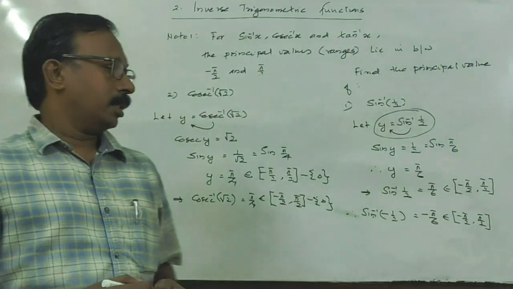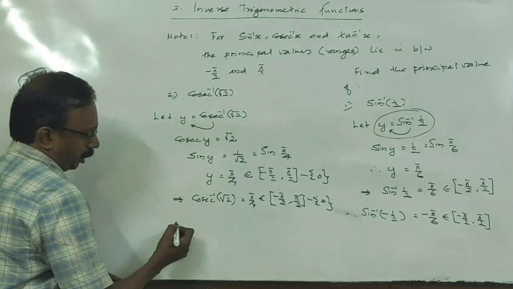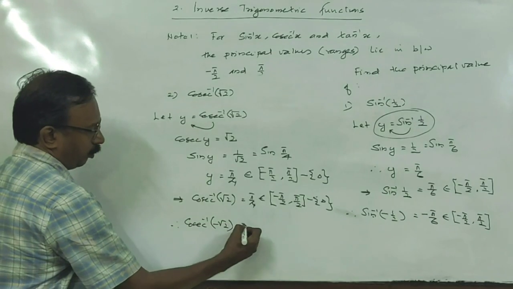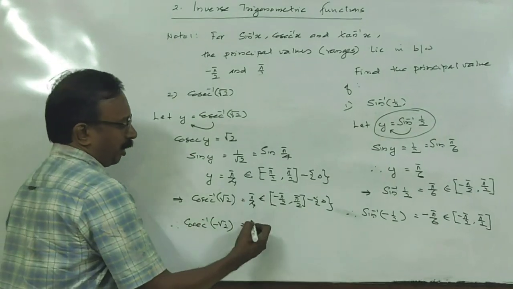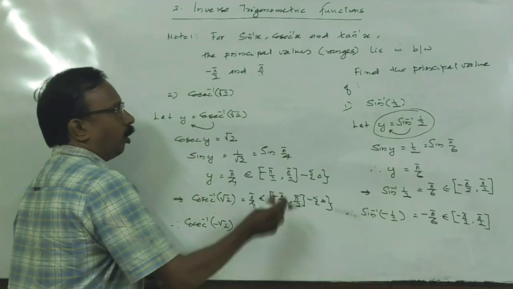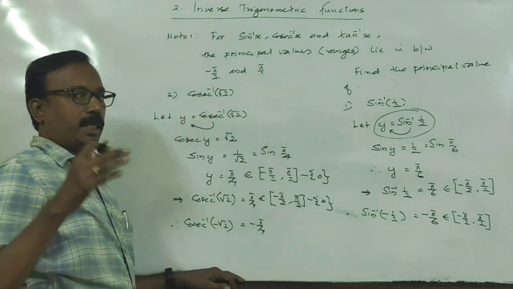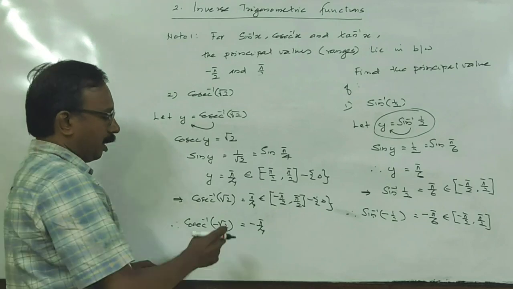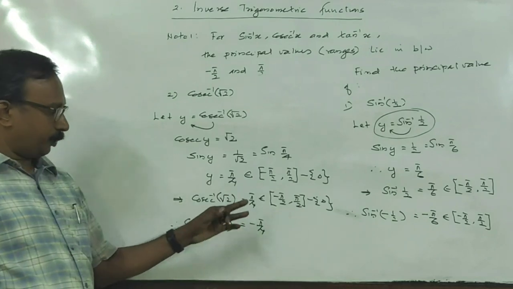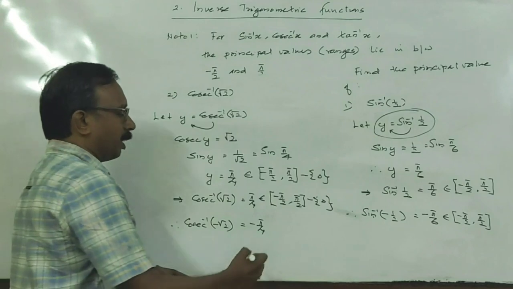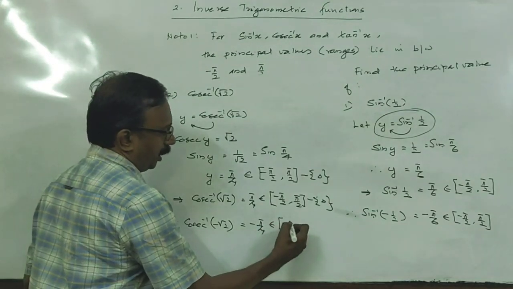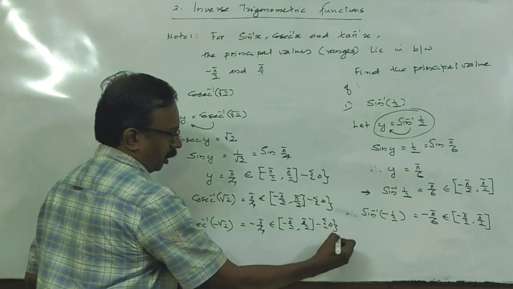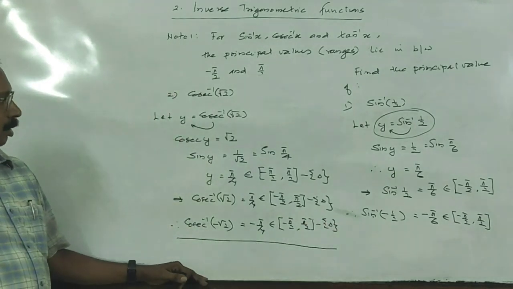Isn't it? This way we can find, therefore, cosec inverse minus root 2. What is the value of cosec inverse minus root 2? Minus pi by 4. For all these functions, if the angle is positive, then it is theta; if the angle is negative, then minus theta. Similarly here, cosec inverse root 2 is pi by 4, then cosec inverse minus root 2 is minus pi by 4. That is also in between minus pi by 2 to plus pi by 2, excluding 0, isn't it? This is another function.